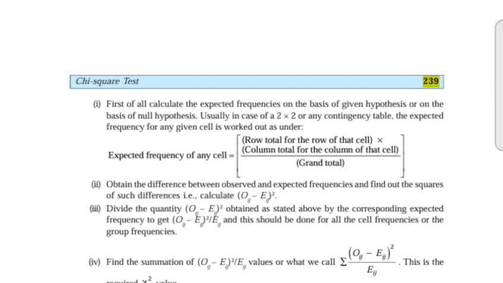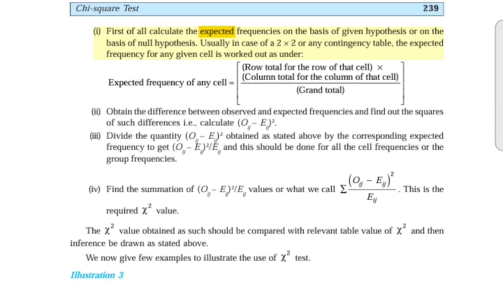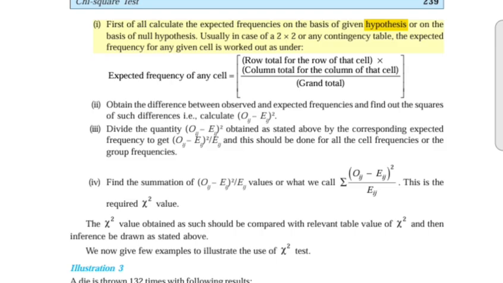Chi-square test 239. I. First of all, calculate the expected frequencies on the basis of the given hypothesis or on the basis of the null hypothesis. Usually, in case of a 2 times 2 or any contingency table, the expected frequency for any given cell is worked out as under: expected frequency of any cell = (row total for the row of that cell times column total for the column of that cell) divided by the grand total.